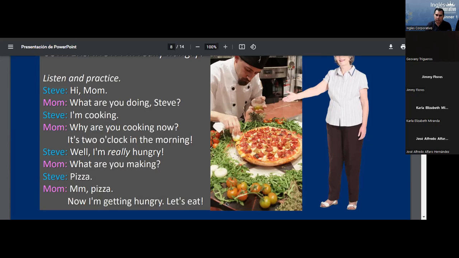Hi, Mom. What are you doing, Steve? I'm cooking. What are you cooking now? It's 2:00 in the morning. Well, I'm really hungry. What are you making? Pizza. Pizza. Now I'm very hungry. Let's eat.